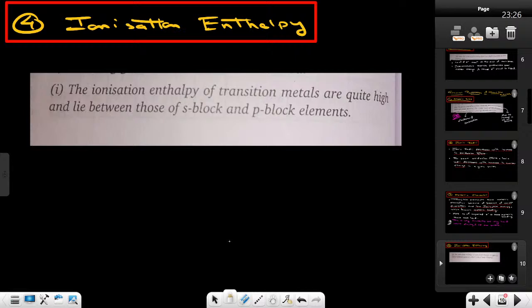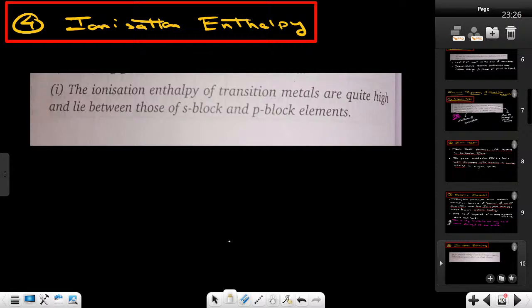And as compared to S block elements, these will have a lower size, a smaller size, because size decreases from left to right. So transition elements have smaller size and higher charge. Apparently IP will increase, and it has to increase. Why? Because in the periodic table you have learned IP increases across a period. So if I go across a period, IP will automatically increase.